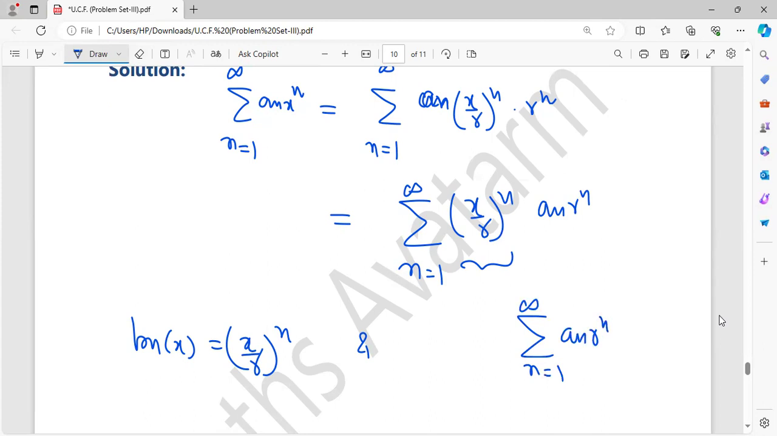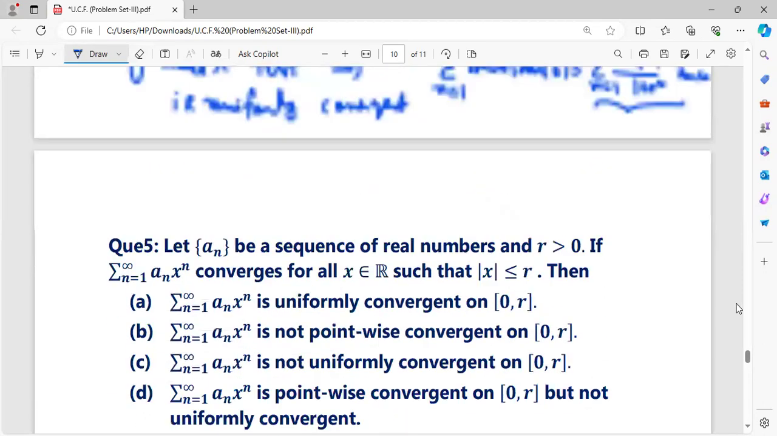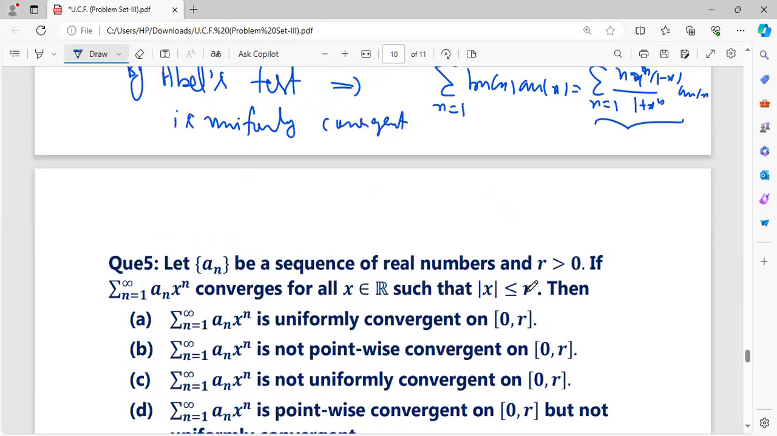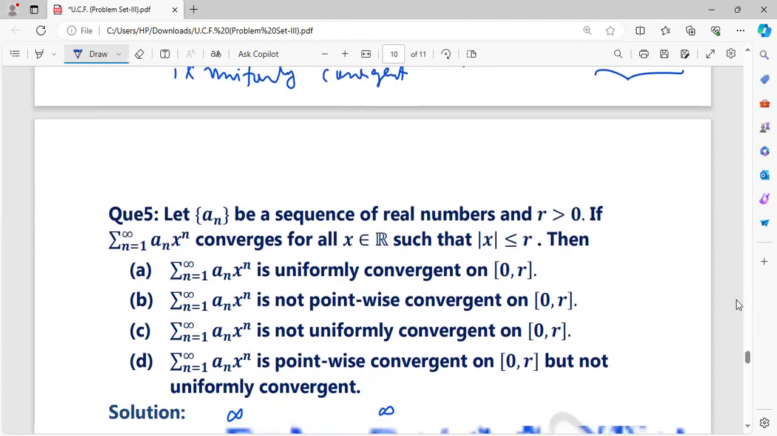It is given in the question that the series is convergent for x. You can take r also. I'm taking x is equal to r, then what will this series be? I'm taking x is equal to r. So I'm writing in proper language.